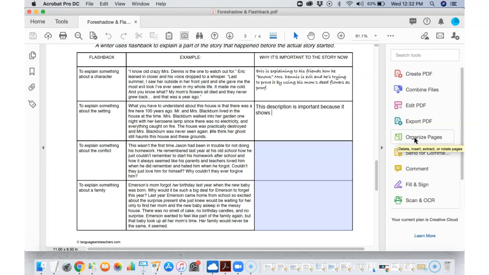because it shows us, the reader, right? Us as the reader. The description is important because it shows us that there's a situation we need to know about so we understand more about the house in the story. We need to know about the history of the house. Okay? See how I did that? Now, that's all you're doing here, okay?